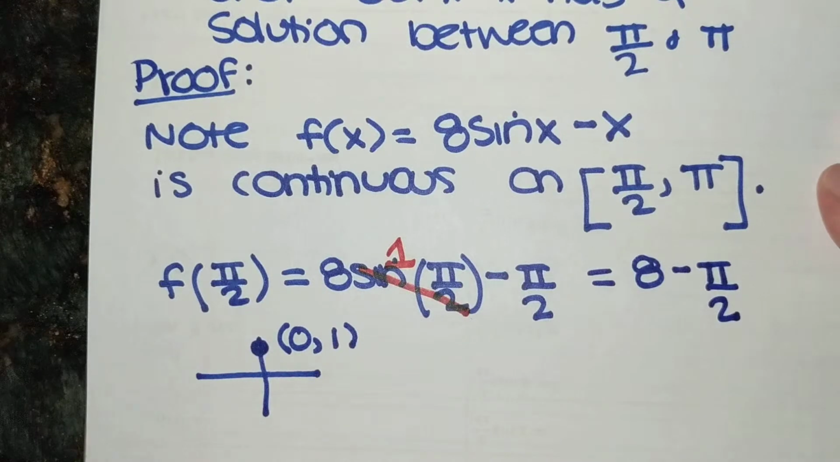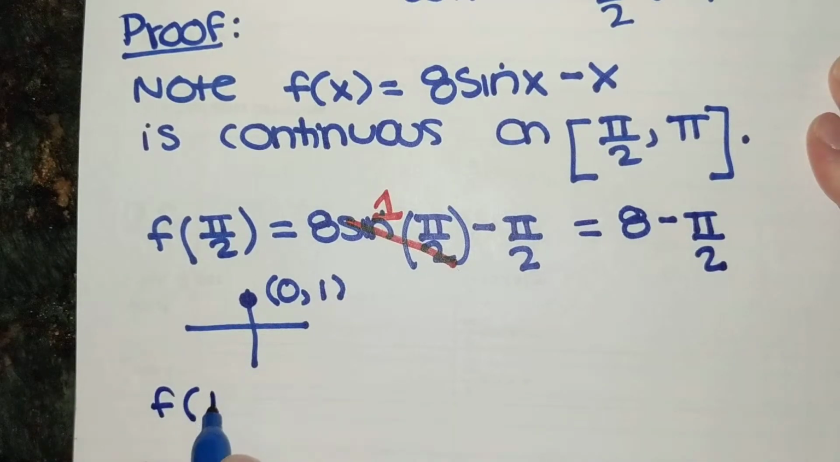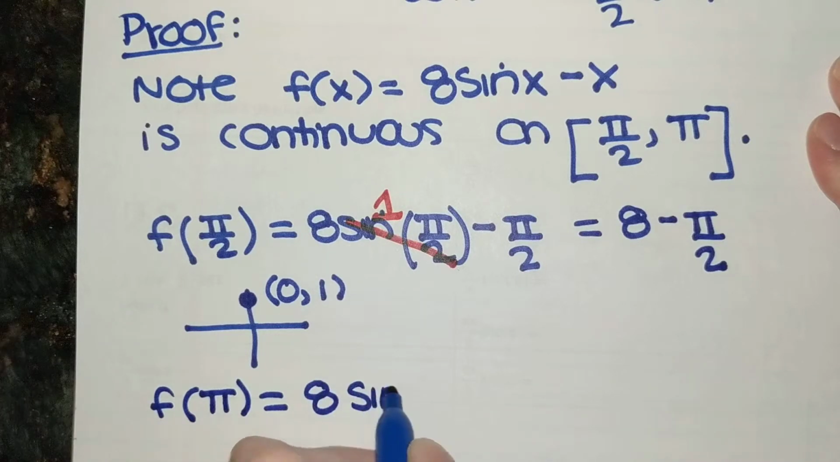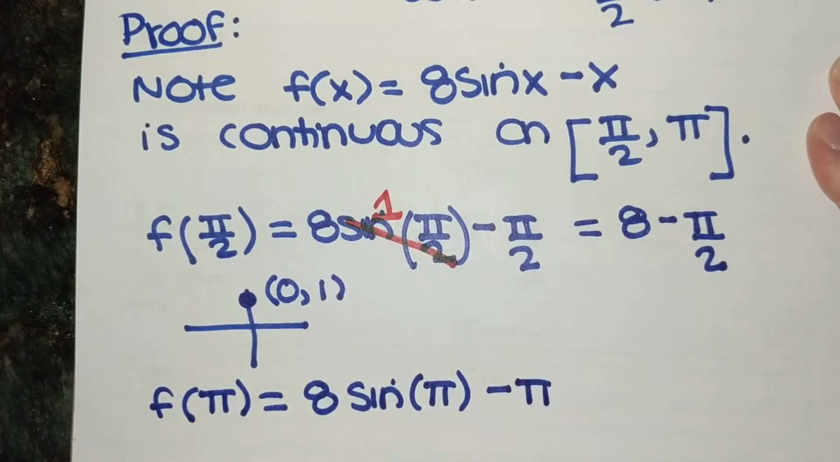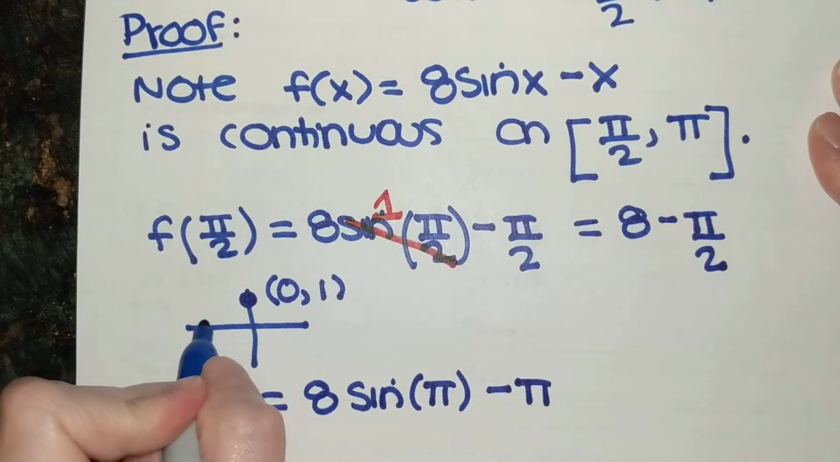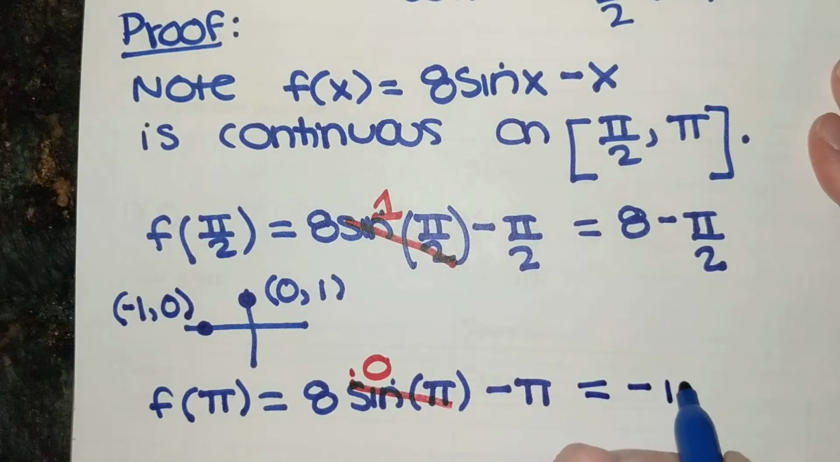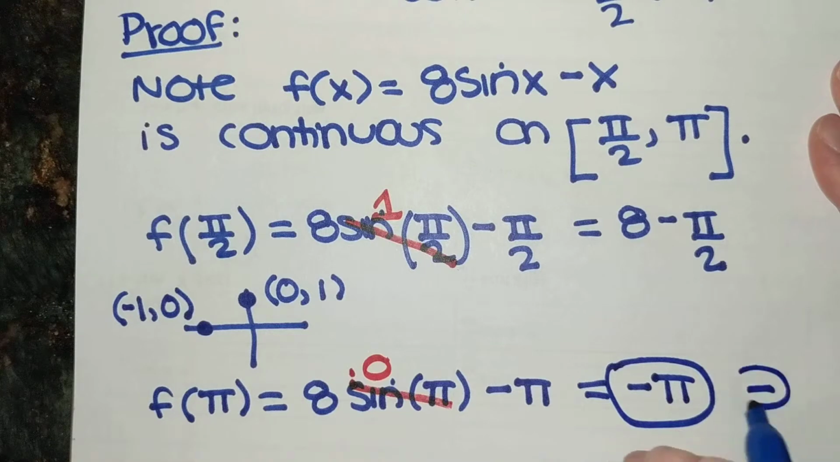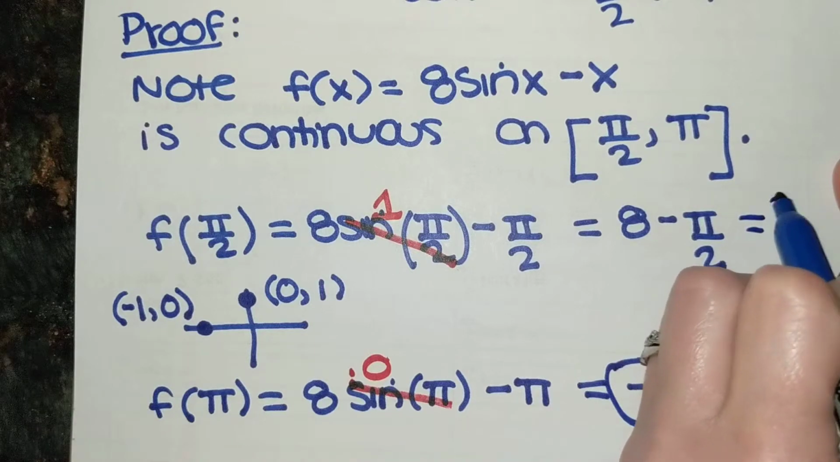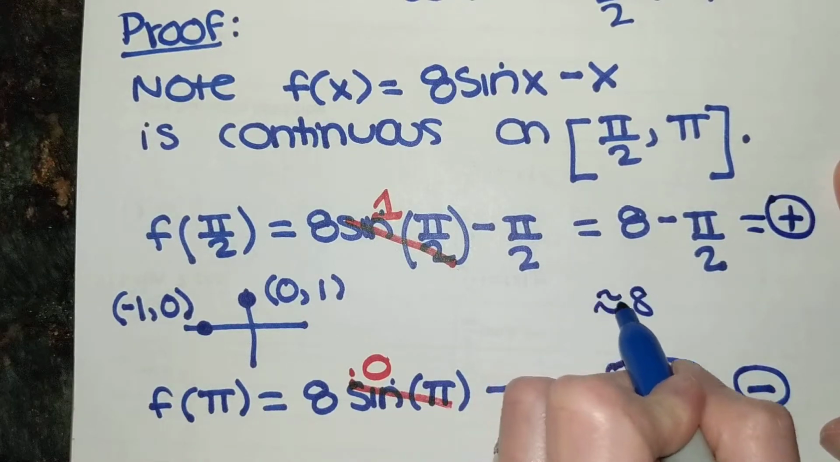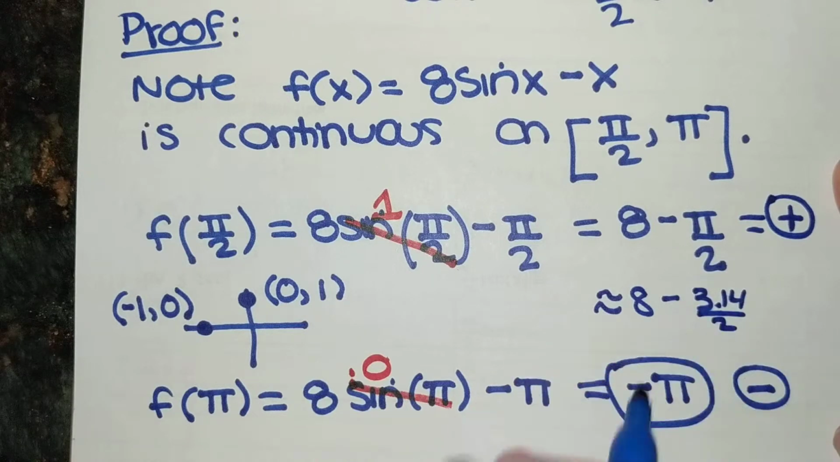Okay? Now, your other function evaluation will happen at f of pi, and that will give you 8 times sine of pi minus pi. And again, if you look on your unit circle, at pi, you have negative 1, 0. So your sine is going to evaluate to 0. You have 8 times 0 minus pi, so that just gives you negative pi. So this is clearly negative. If you were to get a common denominator here for the 8 minus pi over 2, that evaluates to be a positive because you have approximately 8 minus 3.14 over 2. So there is a sign change in your function evaluations.